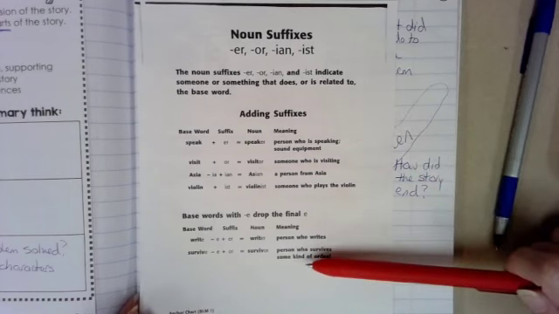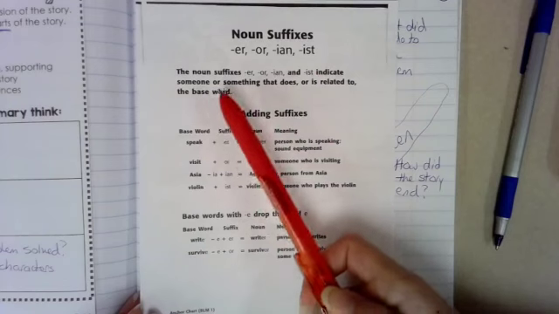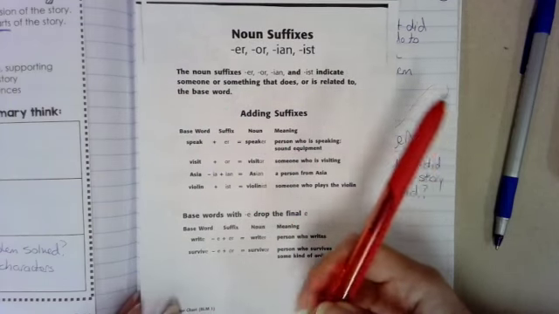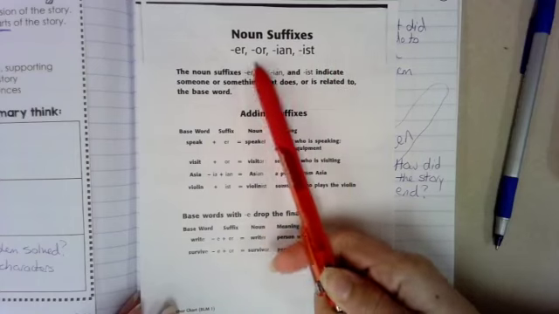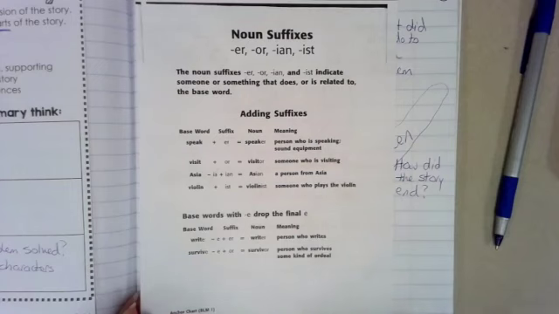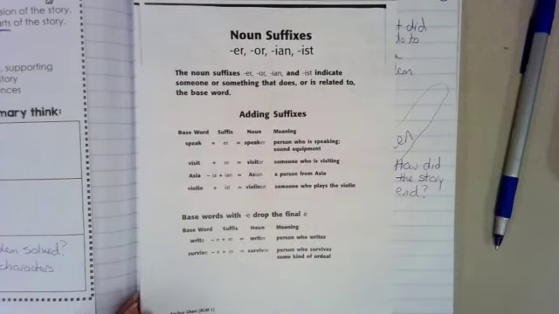Some of y'all are doing activities and not including the suffix. Well, if you don't include the prefix or the suffix, you're not actually doing the activity. Okay? Whatever activity you do, you have to include the prefix or the suffix for the week, and these are our suffixes for the week: ER, OR, IAN, and IST.